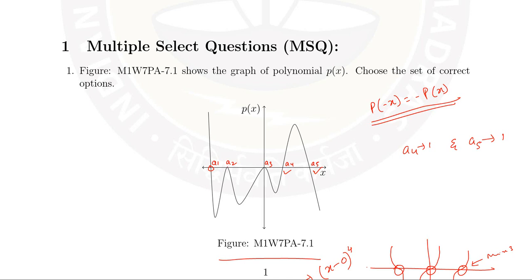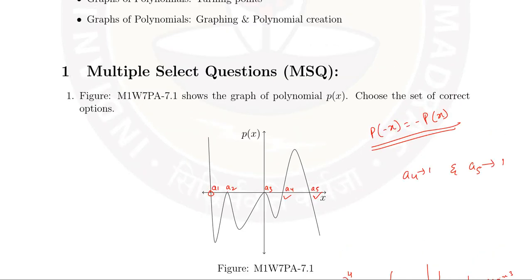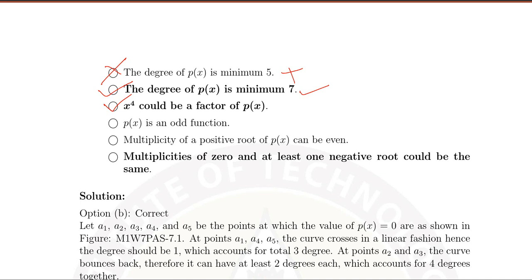Therefore it cannot be even, because we are very well aware that multiplicity is nothing but the number of times that factor is repeated, right? So here, since its degree is 1, it will be repeated once, so it's not going to be even, right? Let us quickly look at the next option. So these two are wrong. The next option says the multiplicity of 0 and at least one negative root could be the same.